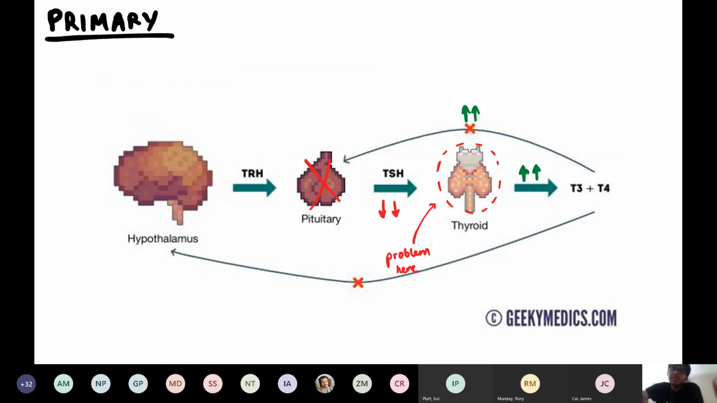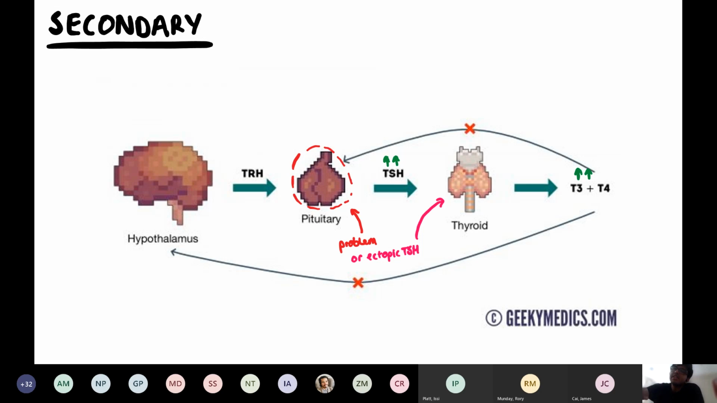Secondary hyperthyroidism is slightly different. It's usually due to increased pituitary output of TSH. You can sometimes also have an ectopic source of TSH, but the problem is usually with the pituitary. That throws out loads and loads of TSH, which causes the thyroid gland to produce lots and lots of T3 and T4. So both of these are raised in secondary. There is no negative feedback from the raised T3 and T4 because the adenoma within the pituitary gland doesn't respond to T3 and T4.